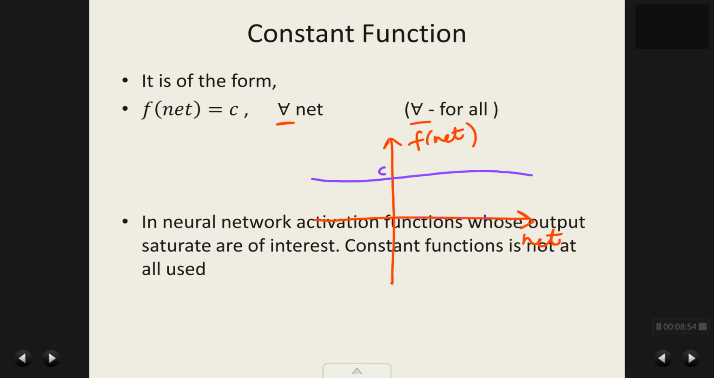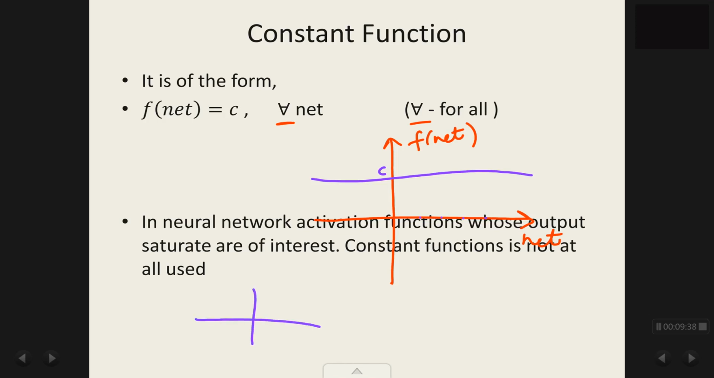Now in most of the neural networks, the activation functions whose output saturates are of interest. So constant activation functions are not used. Now what is the meaning of output saturates? You'll have seen saturation of a transistor, maybe a transistor as a switch. When the output is in the saturation region, we get a very high output, and when the output is in the cutoff region, there are basically two regions. In one region you get a high output, in one region you get a low output. So something like that should be the response of a neural network.